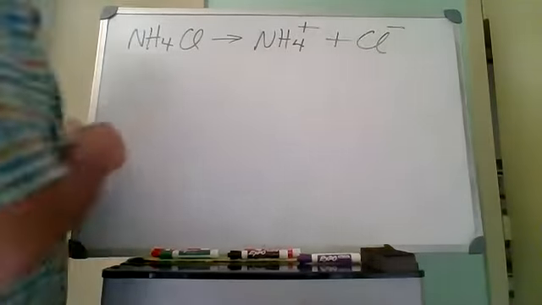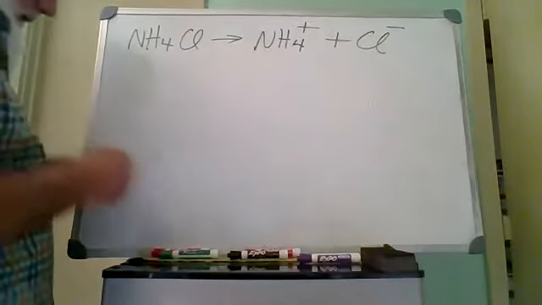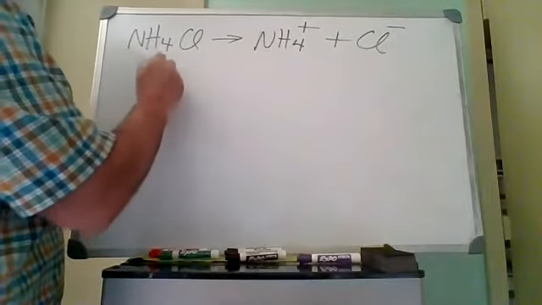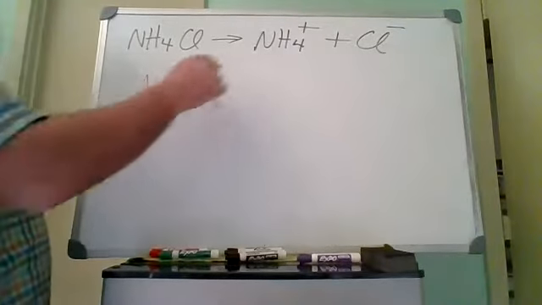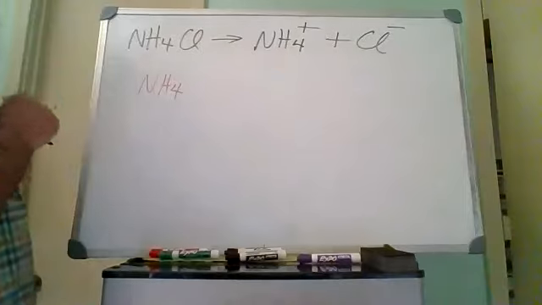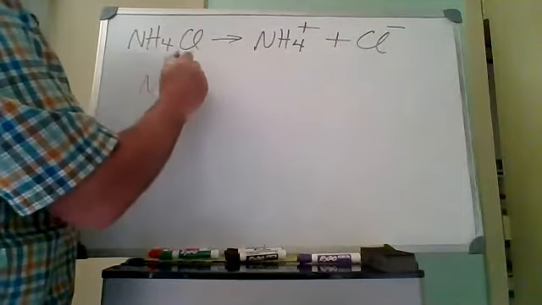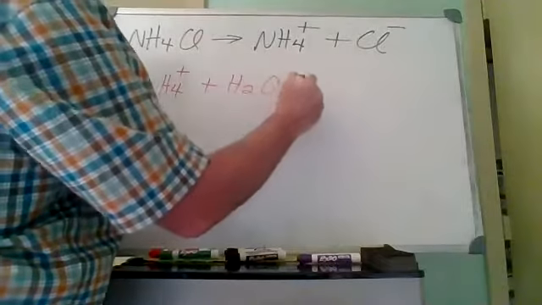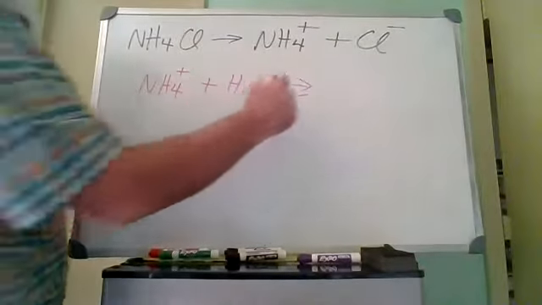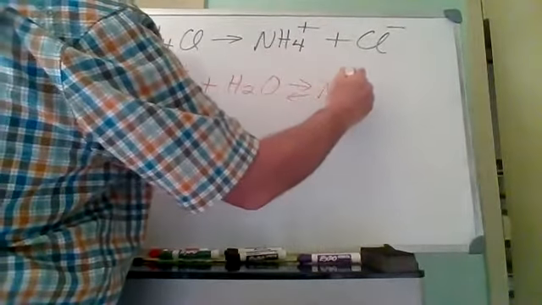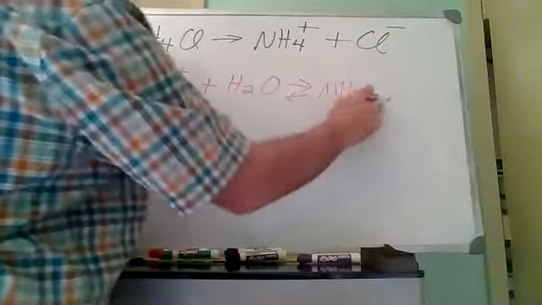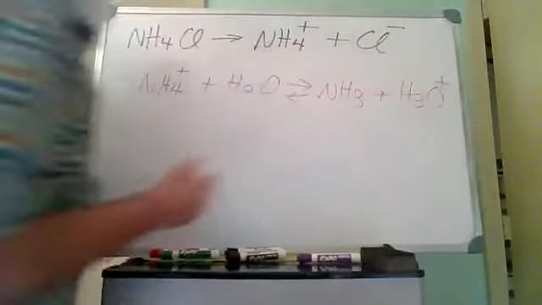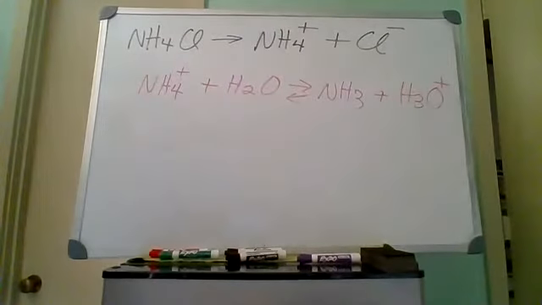Well, let's take a look at what's going to happen here. And let's go back to the red for that. So this is the conjugate acid of a weak base, ammonia. Can this react with water? And the answer to that is yes, it can. This is an equilibrium situation that can give me ammonia molecule plus hydronium cation. So that's going to be slightly acidic.